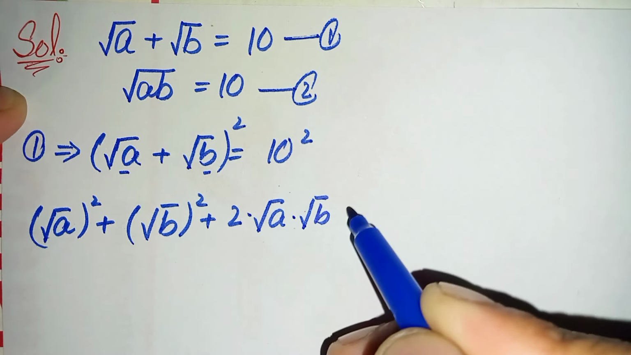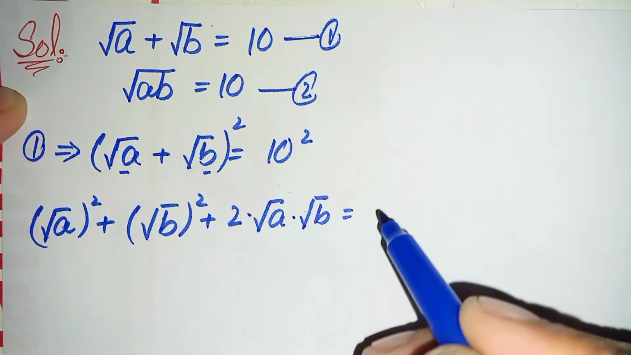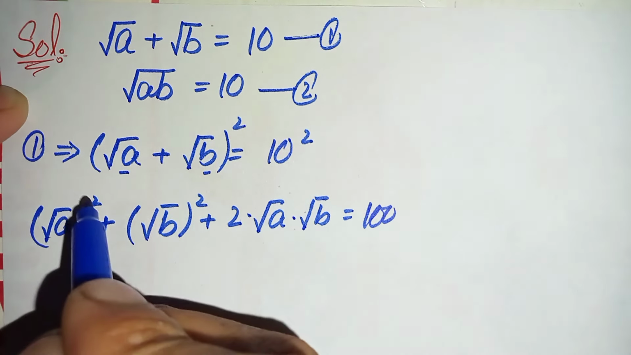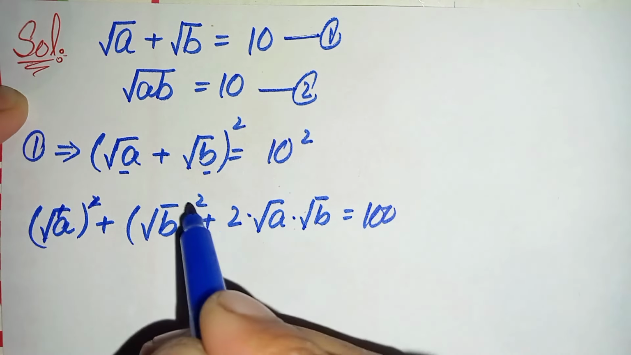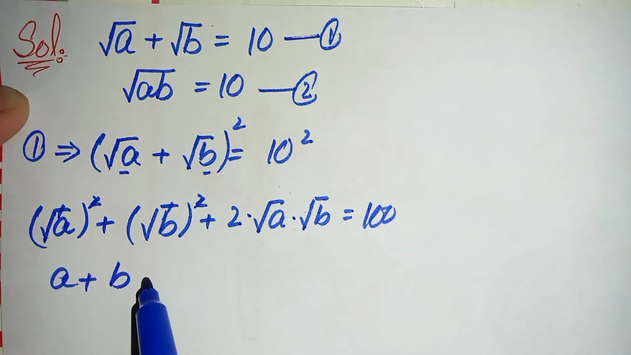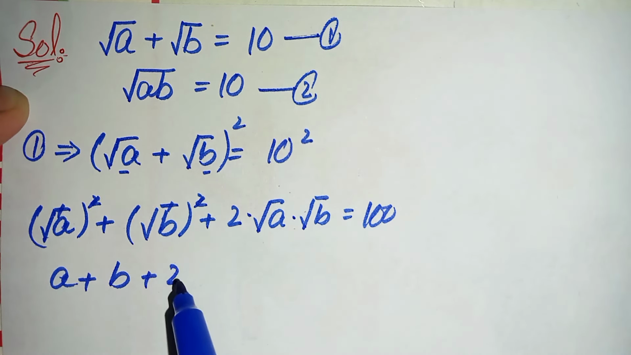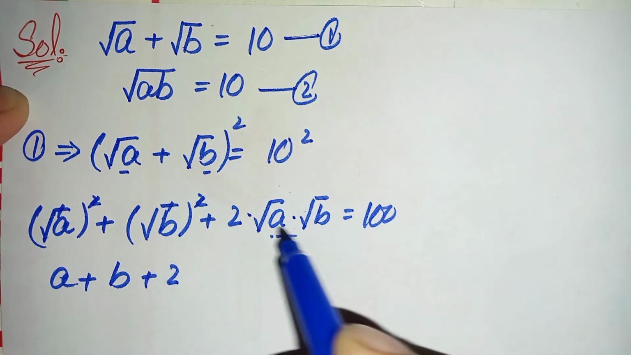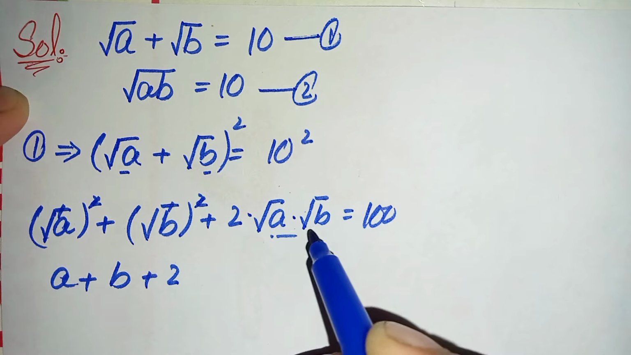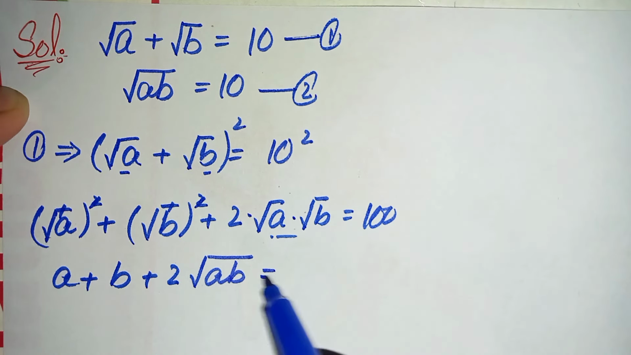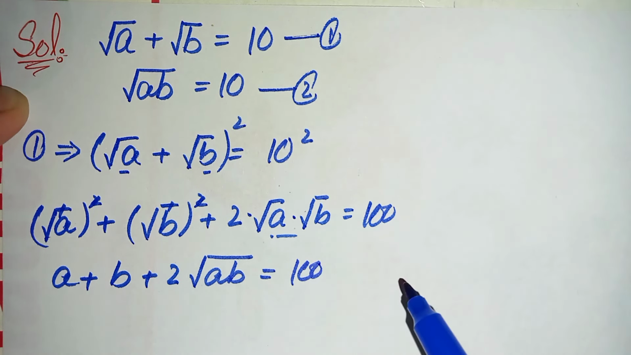Here a is square root of a and b is square root of b, and 10 square is 100. Here in these two terms the square and square root will be cancelled, so only a plus b will be left plus 2 times. Here we will use in the square root math property, square root of a times b can also be written as square root of a times square root of b, so this will become square root of a times b is equal to 100.